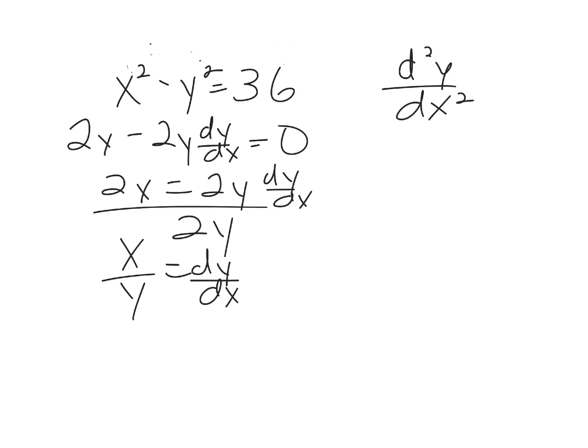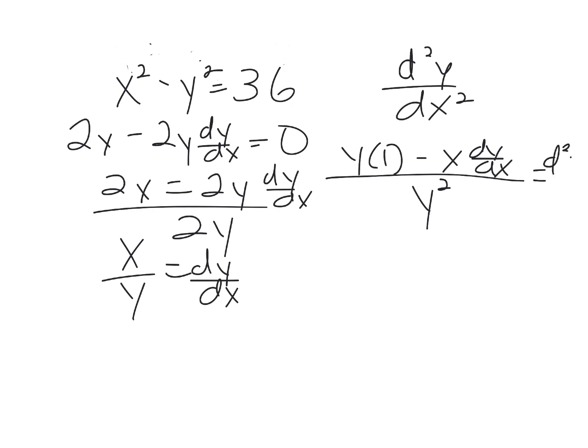And when we do that, we're going to get y squared in the denominator. We're just going to take care of that. And then it's going to be y times 1 minus x times dy/dx. Now we're not done yet. This is when we're implicitly differentiating twice. We want it in terms of x and y.